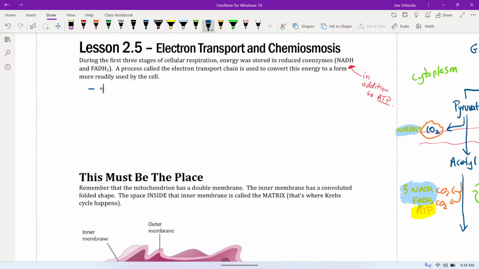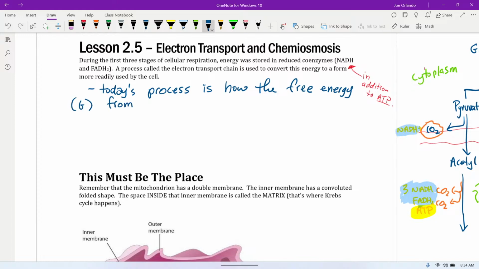So, today's process is how the free energy, what letter do we use for free energy, by the way? Yeah? Sorry, I'll get out of your way.